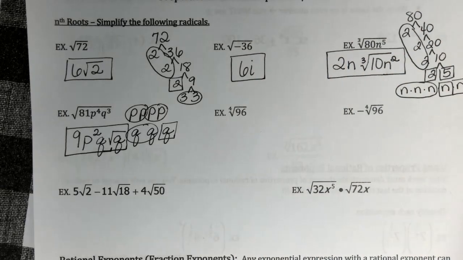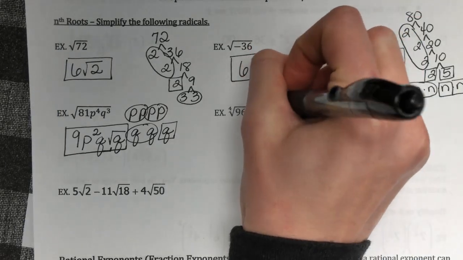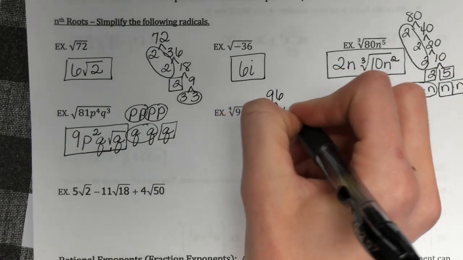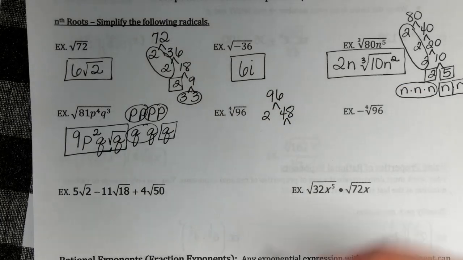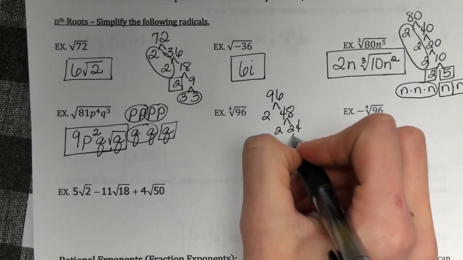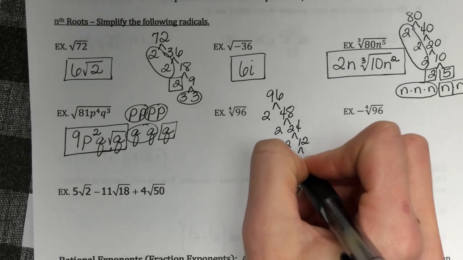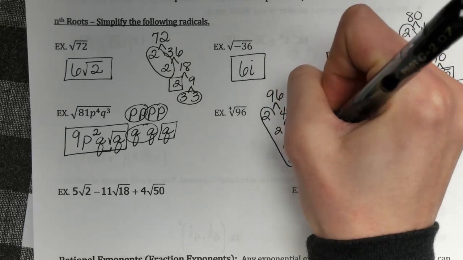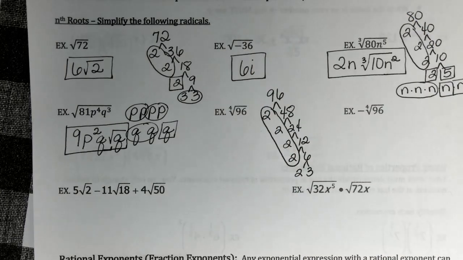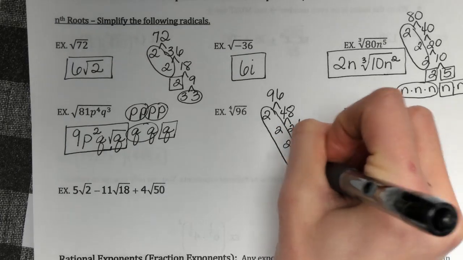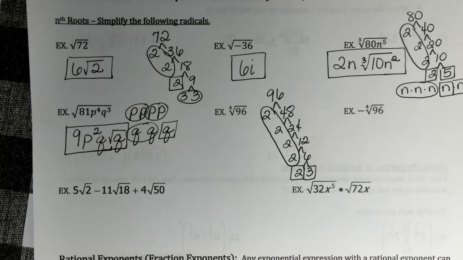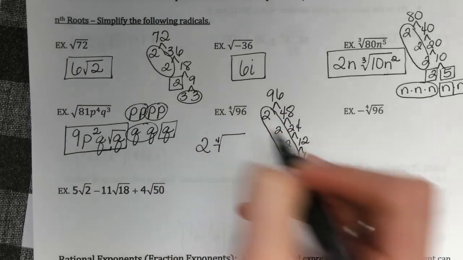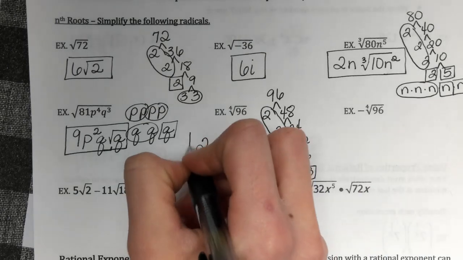So that means I'm going to do my prime factorization. 96 will split into what? And then that splits. And then 2 and 12, 2 and 6, 2 and 3. So I'm going to do groups of 4 because that's my index. And I have my 2 and my 3 left over. So what would my answer be? 2 times the 4th root of 6.